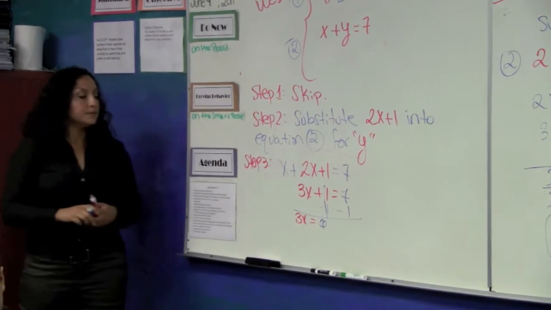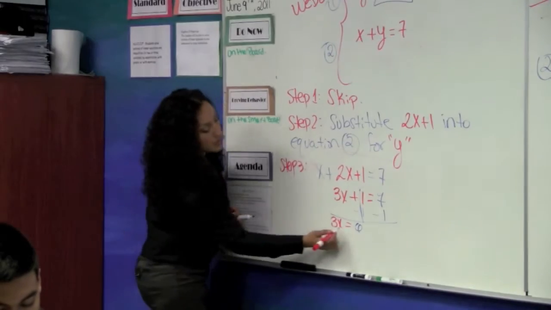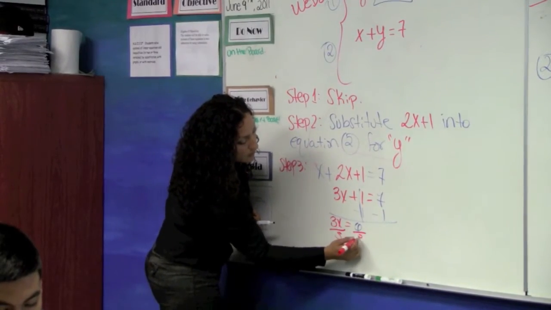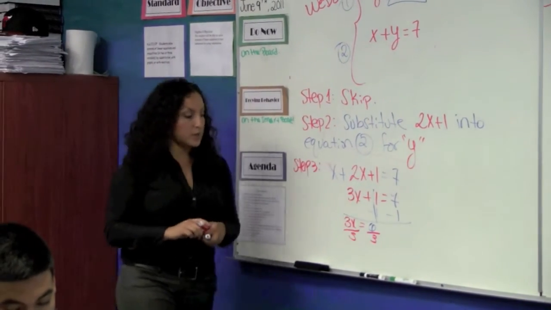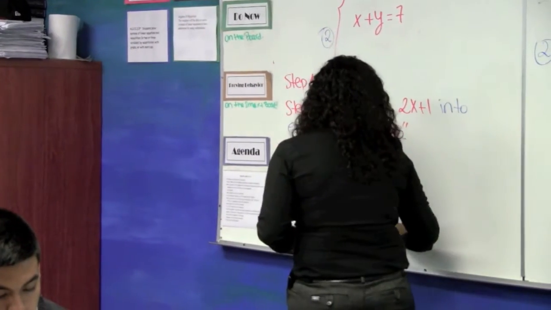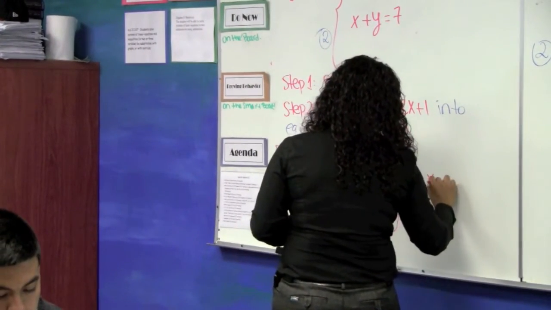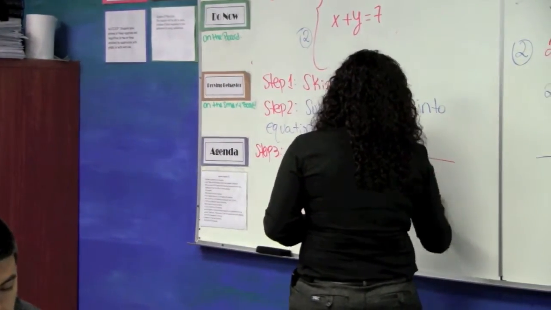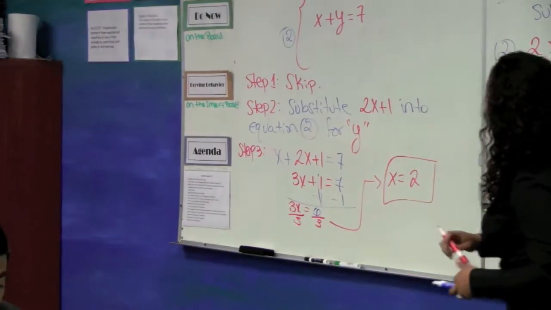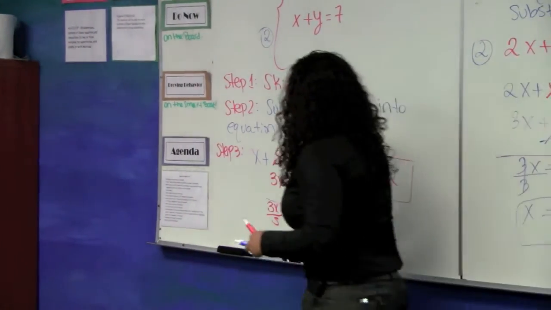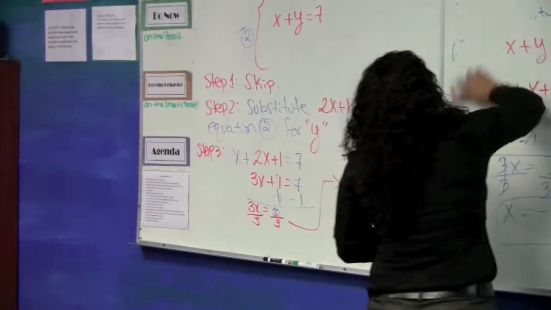And then what do we do? Divide by 3. Divide everything by 3. So therefore, x gives me 2. X is equal to 2. What do we do with that information? Plug it in.